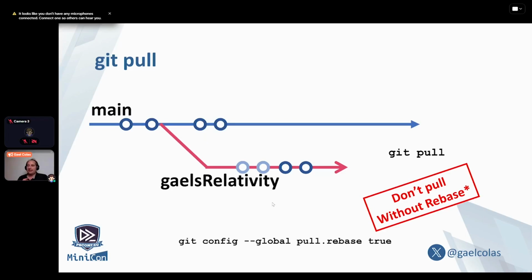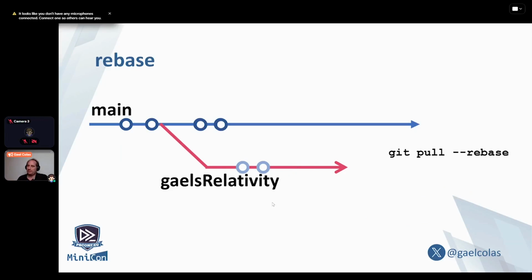And if you pull without rebasing, that's what's going to happen. The good way to avoid this at all costs every single time is to configure Git to always rebase. So that command, git config --global pull.rebase true, will always tell your Git, if I say git pull, make sure you rebase, and we will see what a rebase is in a second.